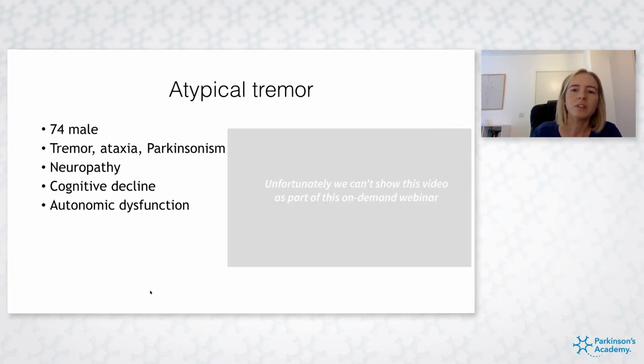So this is a case of a patient who had some features of Parkinson's, but the tremor just didn't look entirely typical of what we'd see in IPD. He also had some symptoms and signs of ataxia and had a diagnosis of peripheral neuropathy. His wife had noticed some problems with his memory over the last couple of years, and he developed very pronounced autonomic dysfunction. So he'd become incontinent of urine and had severe postural drops to the point he was sometimes falling with them.